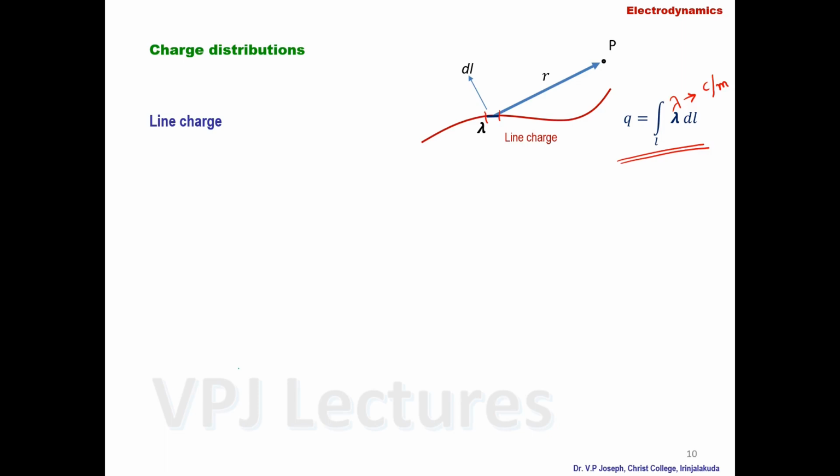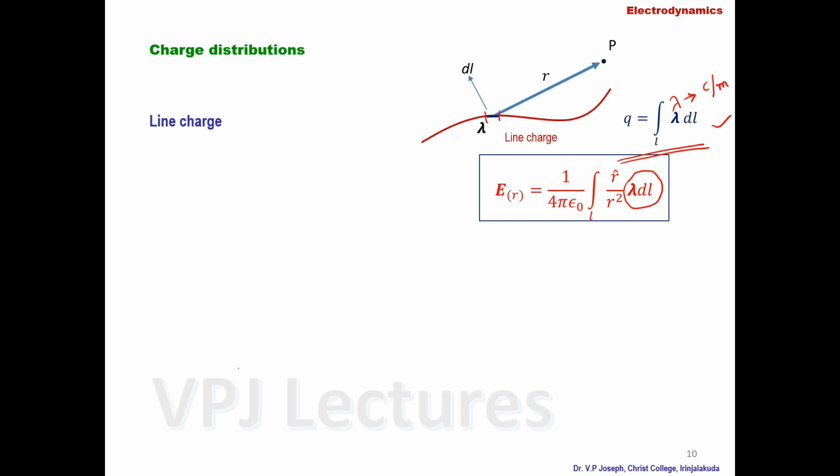So the expression for the electric field or the force at the test point P can be evaluated in terms of the total charge Q. Q is equal to line integral lambda dl, and the expression becomes E of r is equal to 1 by 4 pi epsilon 0 line integral r hat by r square into lambda dl. So in place of Q we have lambda dl. This is the value of Q substituted in the earlier expression, and this is the expression for electric field due to a line charge.